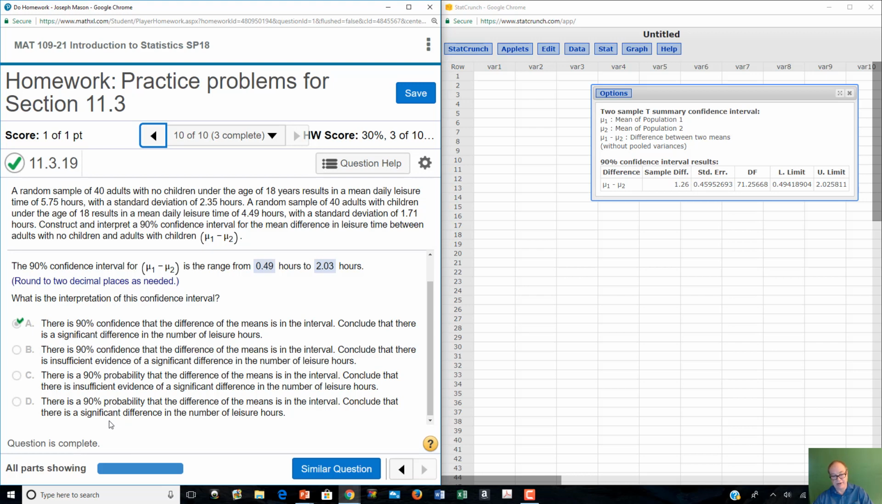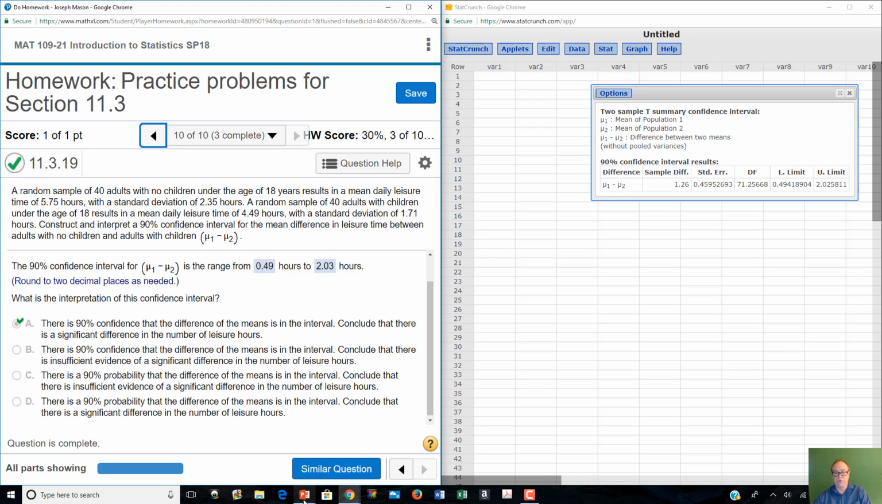So you just got to read it very carefully, because I was just skimming through this and I said conclude that there is significant difference in the number of leisure hours. Yes. But he put in the word probability and the word confidence. And A and D were basically the same. The difference was confidence, because we're doing a confidence interval. Okay, so that's a little bit of how to use that.